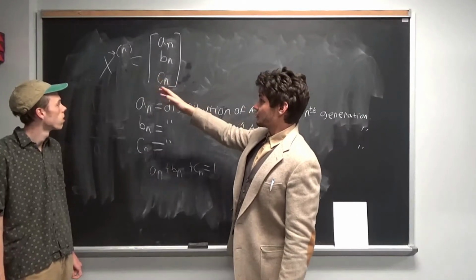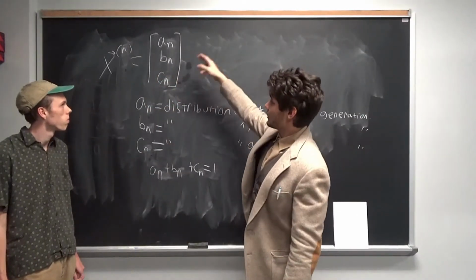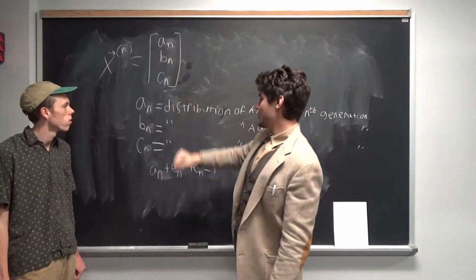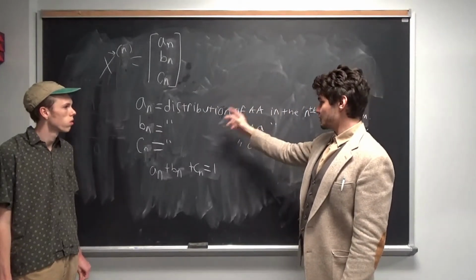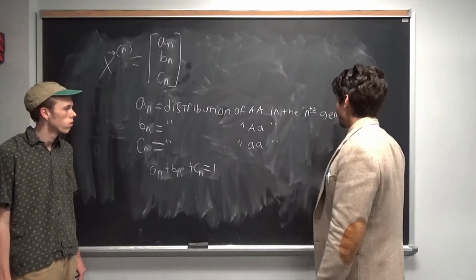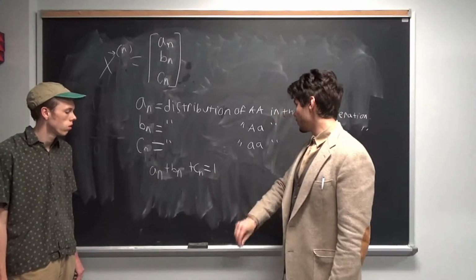Now we were talking about initial, now we're talking about any generation past the initial. It's just going to be represented by x to the n with these components, a n, b n, c n, and they're representing the same thing, the nth generation's distribution of this genotype, and this genotype in the nth generation. And it's still a fraction of the population, so it's still going to add up to 1.